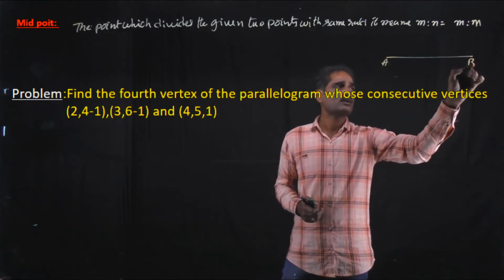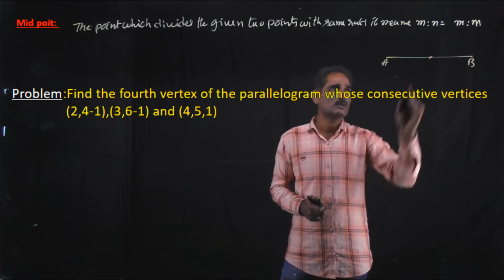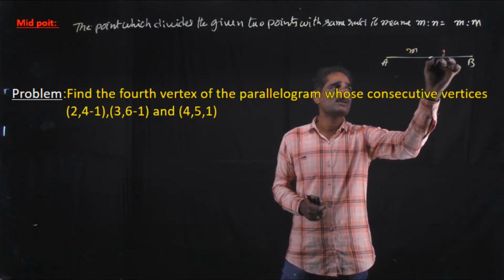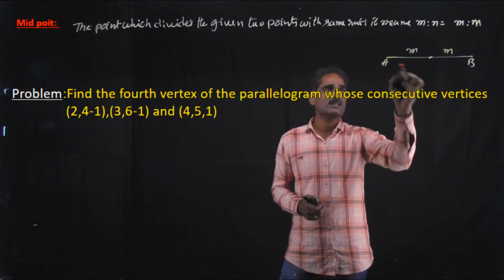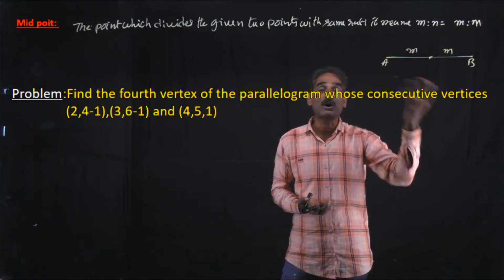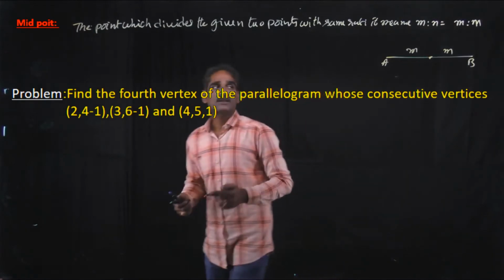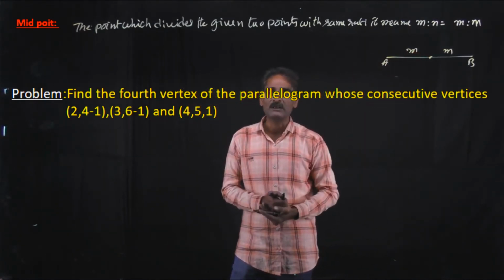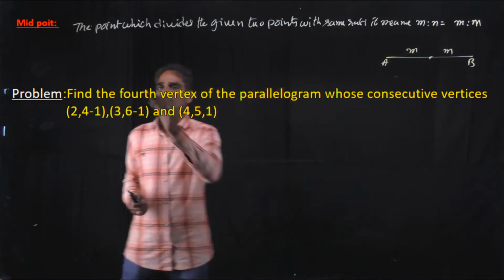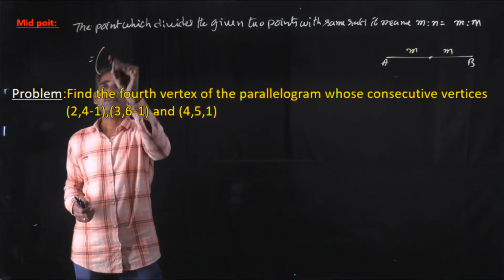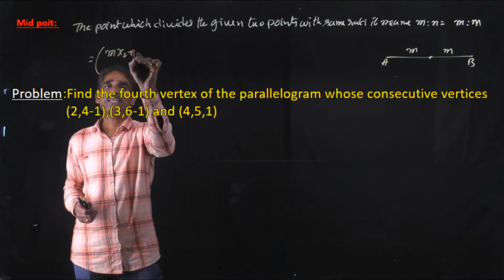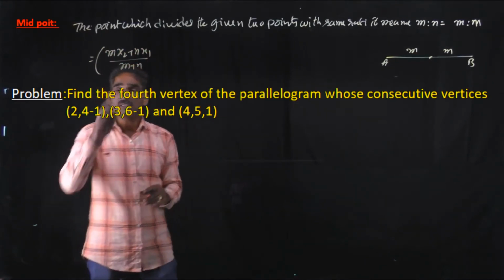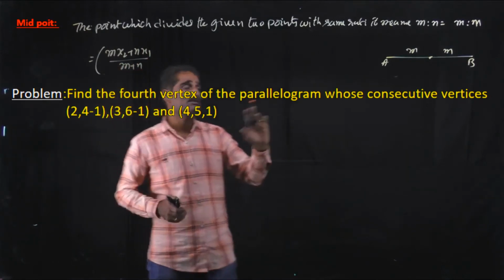Suppose these are the positions of the two points. This is the required point which has the same distance from A and B. The ratio will be the same. Here m is to n means m is to m, in which case this point becomes the midpoint of AB. Just substitute the ratio m is to m in the section formula. Our formula is (mx2 plus nx1) by (m plus n). These are the coordinates of the point which divides AB in the ratio m is to n.